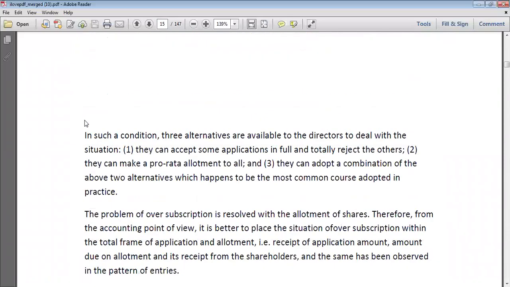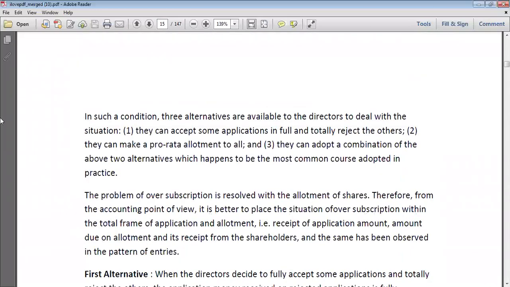See what happens when there is oversubscription. In case there is oversubscription, we have three alternatives. The first alternative is they can accept some applications in full and totally reject the others. We have discussed that already, where we return the excess money to the public and refund their application amount to them. What is the second condition? They can make a pro rata allotment to all. We can discuss pro rata further. And they can adopt a combination of both methods. So it may be possible that some applications are rejected and some are allotted on pro rata.